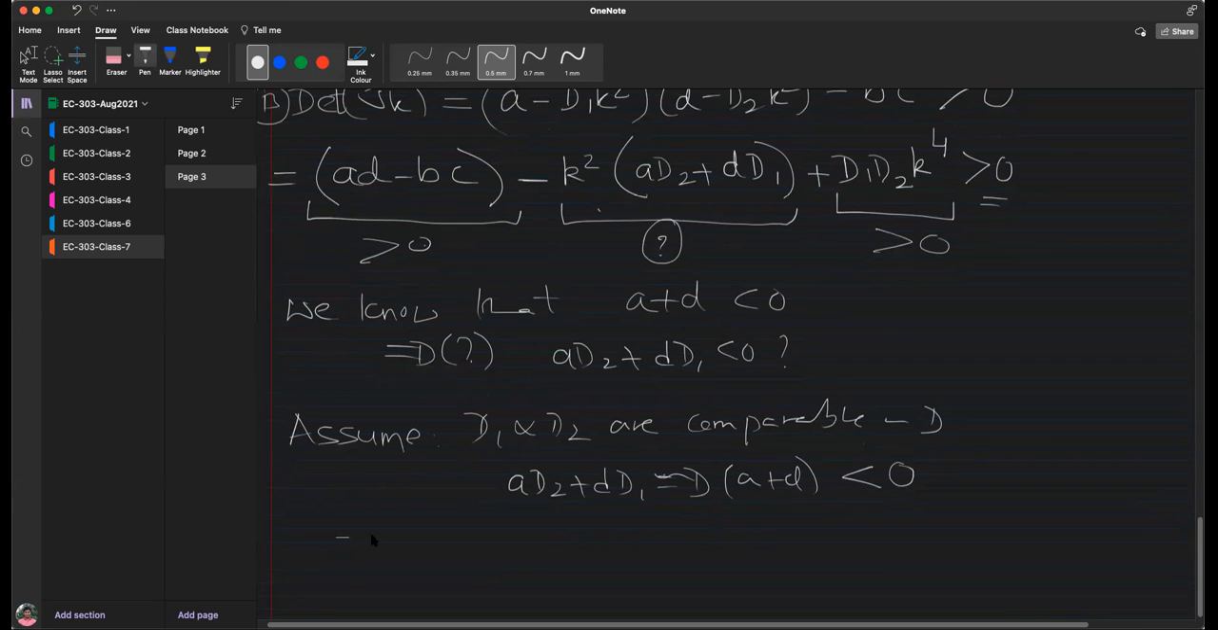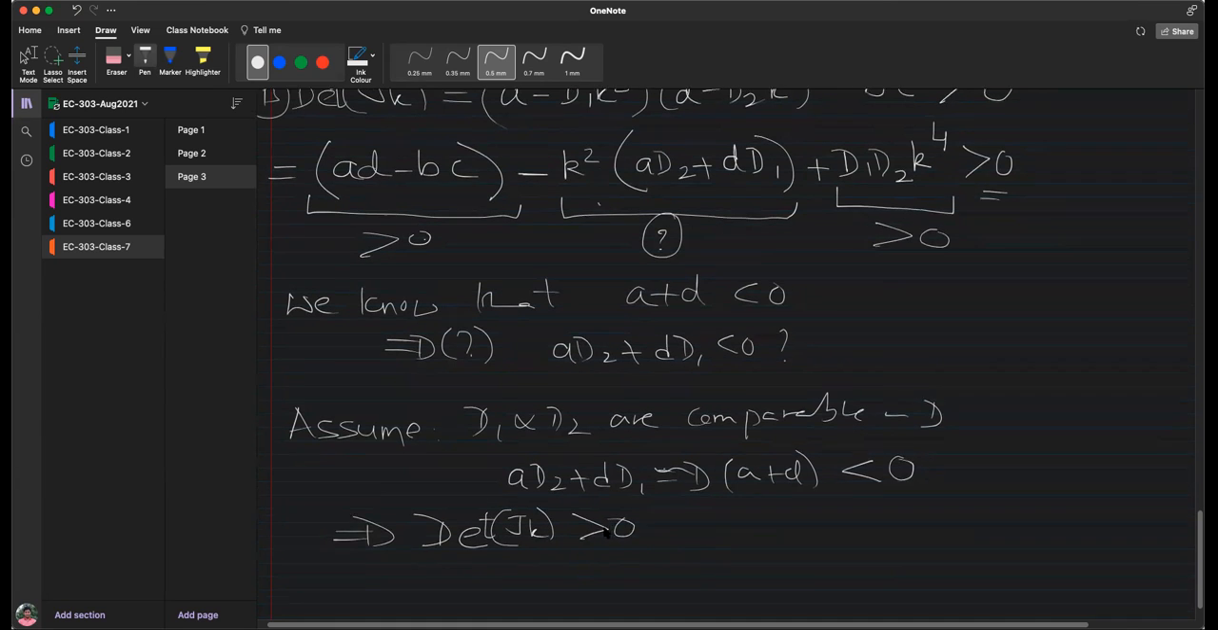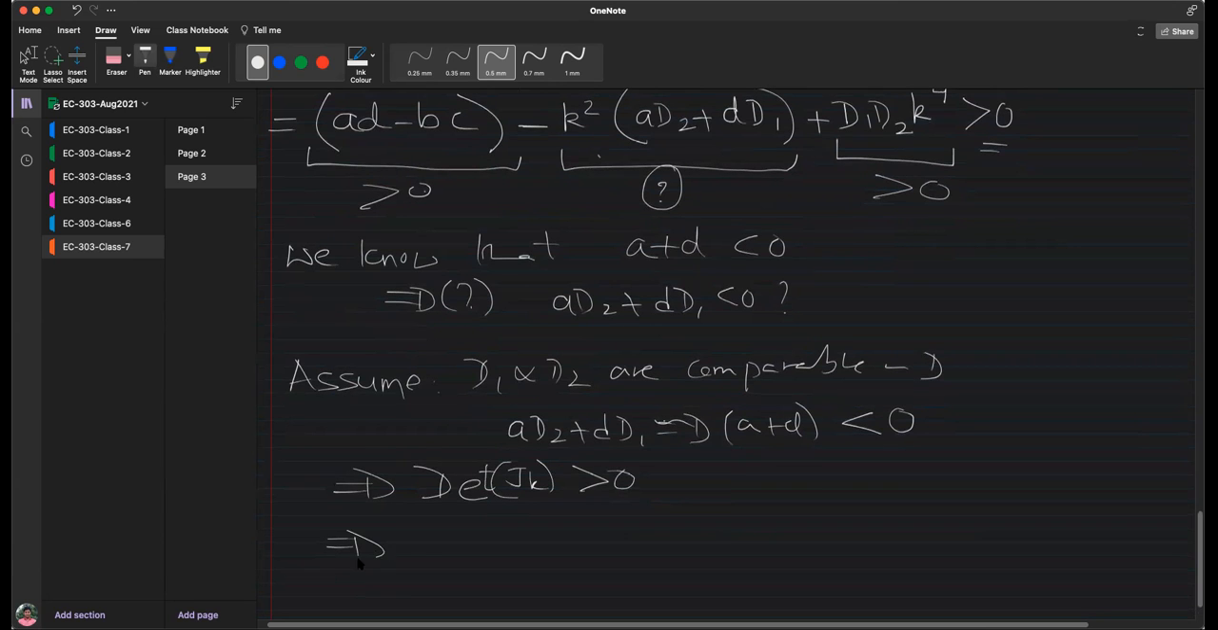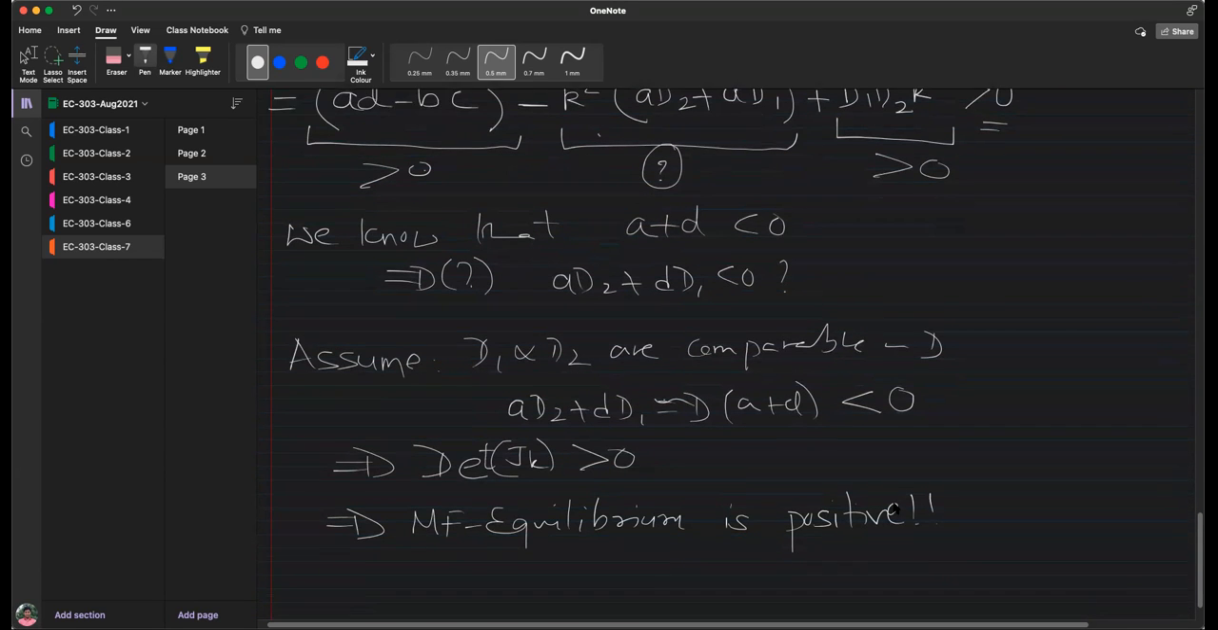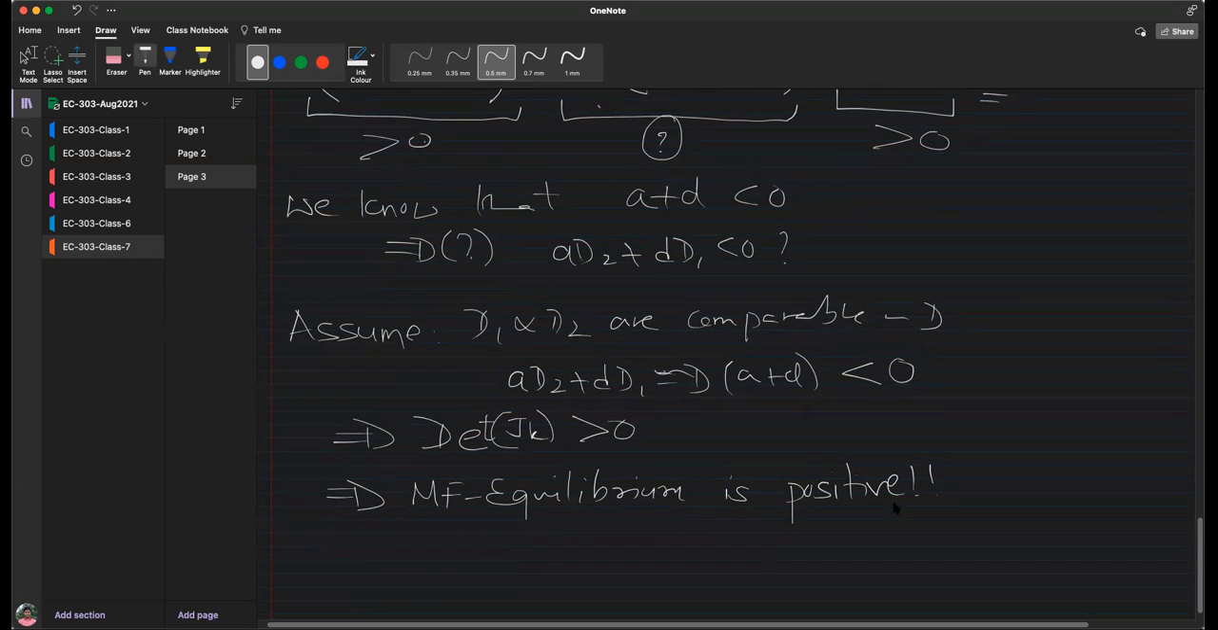So in such a case, the determinant of JK will be positive. This means that the mean field equilibrium is... Do you all agree with this? Basically, if D1 and D2 are comparable, the two diffusion rates are comparable, the mean field equilibrium is stable.